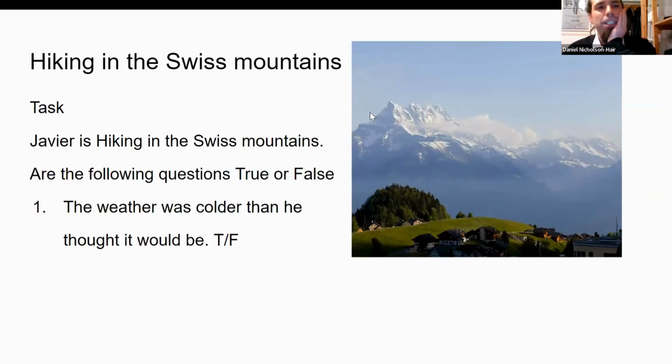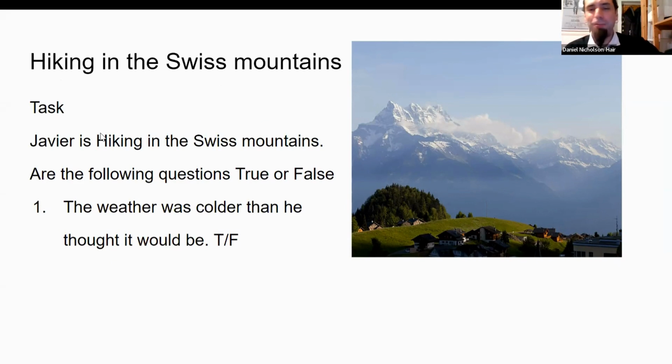So an idea which is related to top-down processing is the idea of schema. Activating the schema, the individual's knowledge that they bring with them to a certain topic. So this topic is about hiking in the Swiss mountains. And the picture will help.